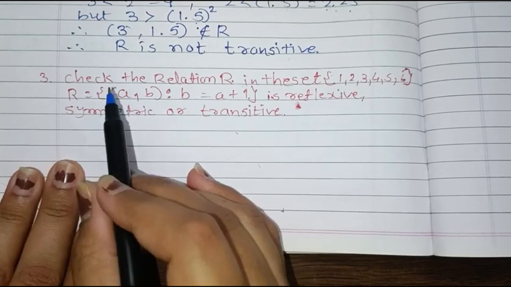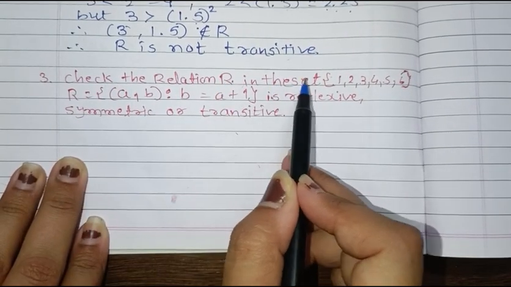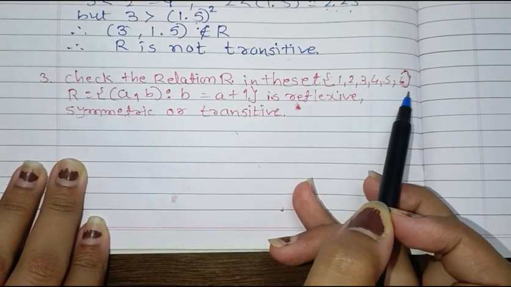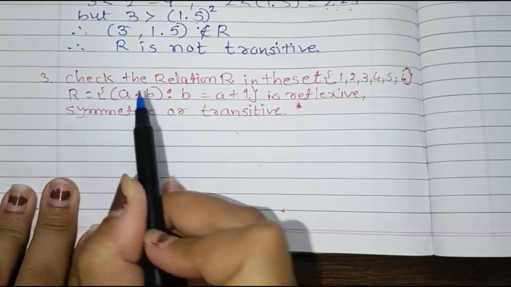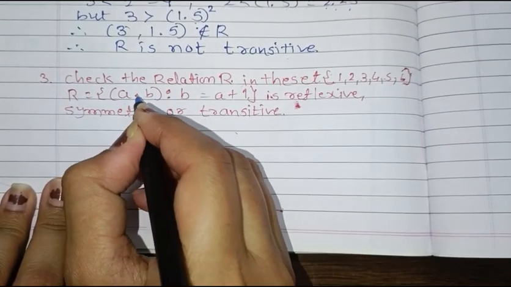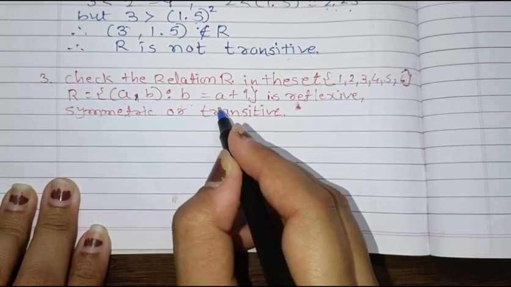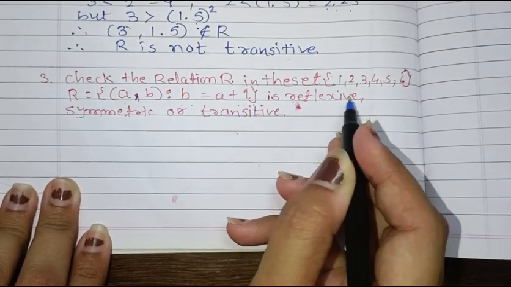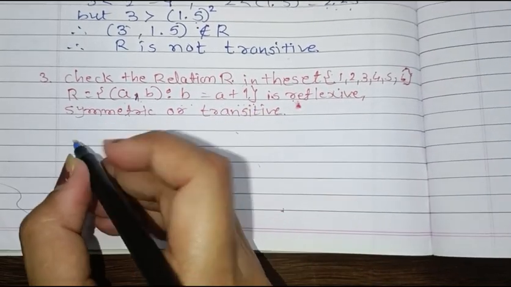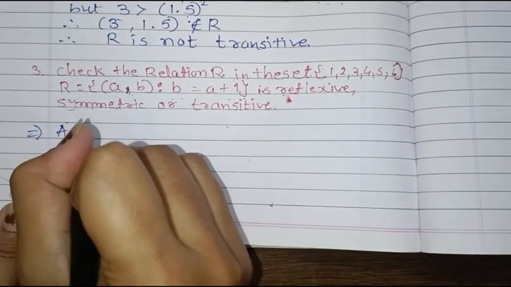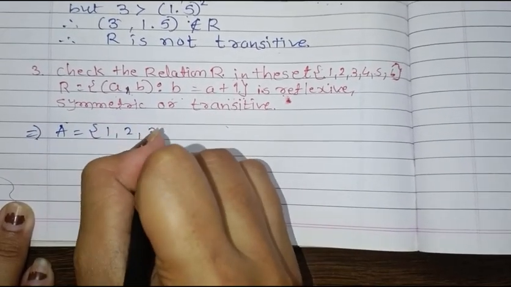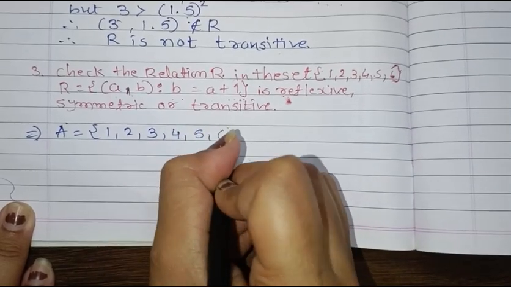Next, question number 3. Check the relation R in the set {1, 2, 3, 4, 5, 6}. Here we have a set, and the relation R is defined as R equals {(a, b): b equals a plus 1}. Check whether it is reflexive, symmetric, or transitive. First of all, we have the set A equals {1, 2, 3, 4, 5, 6}.